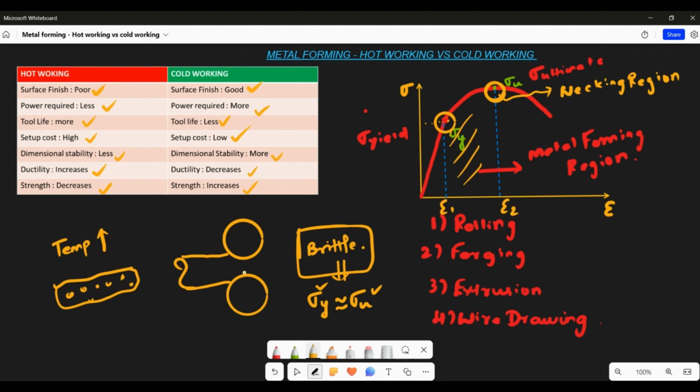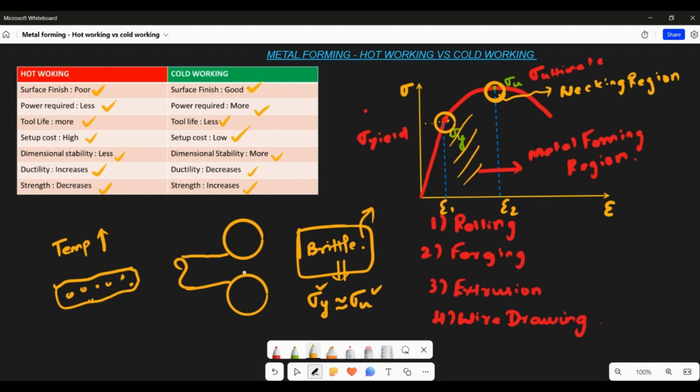So what I will be doing is increasing the temperature of this material. Due to the increasing temperature of the material, what happens? The ductility increases. So now I can apply a load. Now I can deform the material. So this is the one important point in hot working.